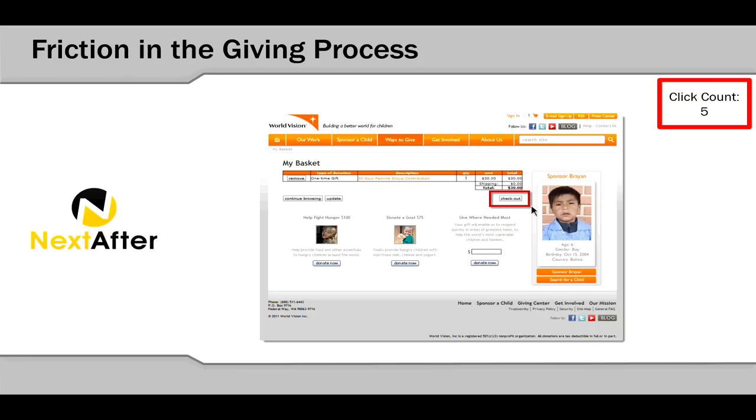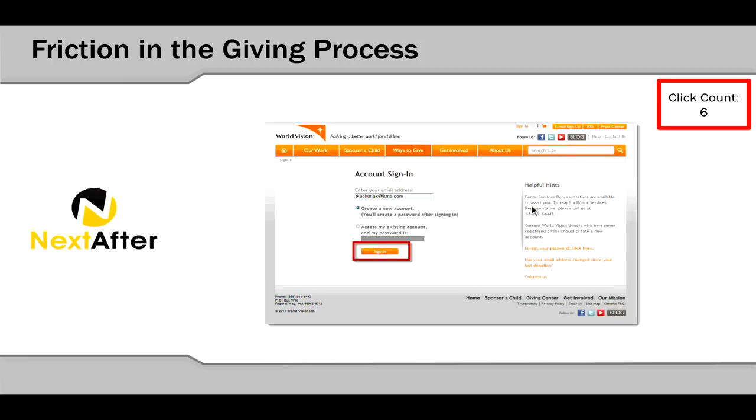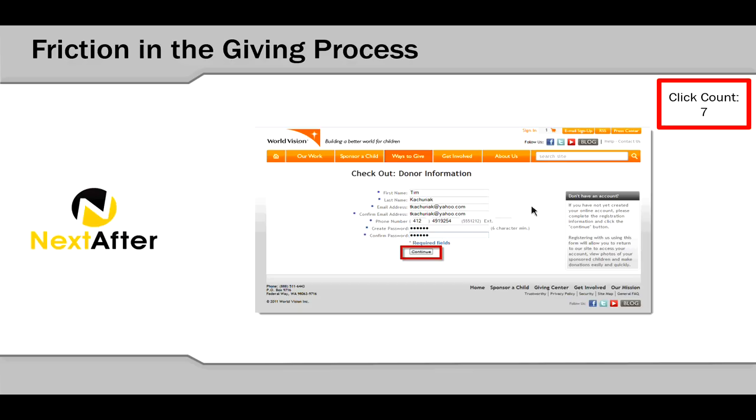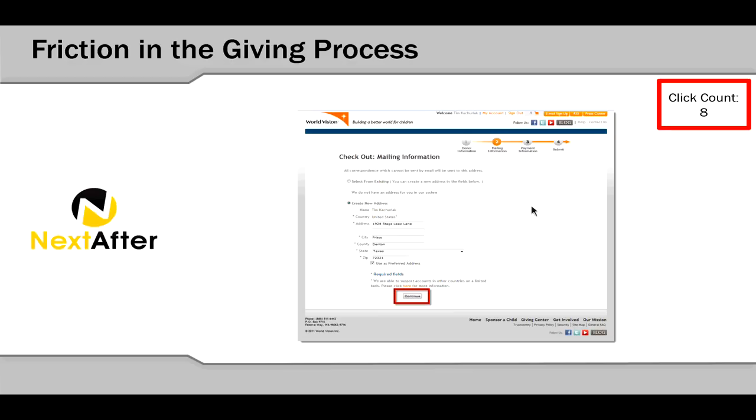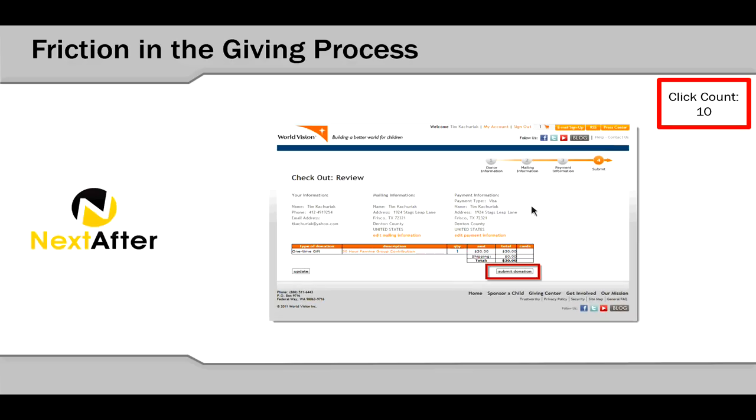It puts it in a shopping cart, which I think is weird because I don't want to buy a child. I just want to sponsor one. But, I say, okay, whatever. And I hit the checkout button. Then it's like, now you need to create an account. So I'm like, oh, and I fill out some information. I hit continue. I fill out more information. I hit continue. I fill out more information. I hit continue, more information, continue. And I click 7, 8, 9, 10 times. And finally, I can submit my donation.